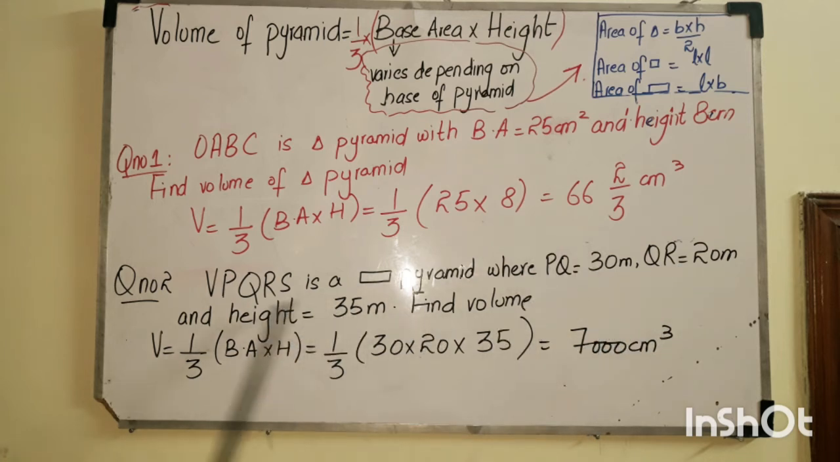Find the volume. Again, volume is equal to 1 by 3 base area multiplied by height. Base area, length multiplied by breadth. The one dimension is 30, the other dimension is 20, and the third dimension, that is the height of the pyramid, is 35. By evaluating this expression, I got the answer of the volume, that is 7,000 centimeter cube.